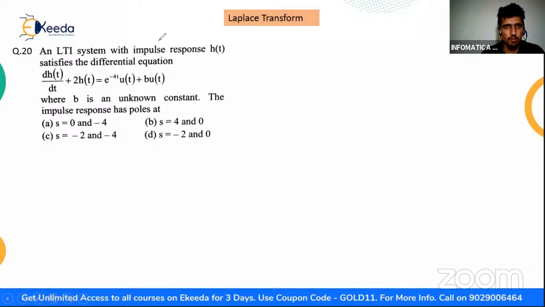So we'll simply use the properties of the Laplace transform. Differentiation, so it will be s H(s), plus 2 H(s).